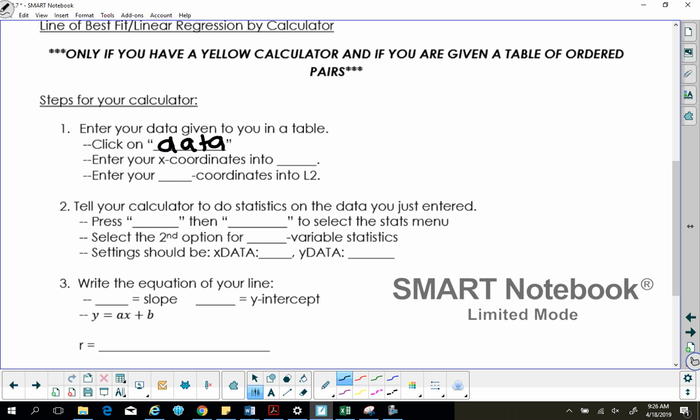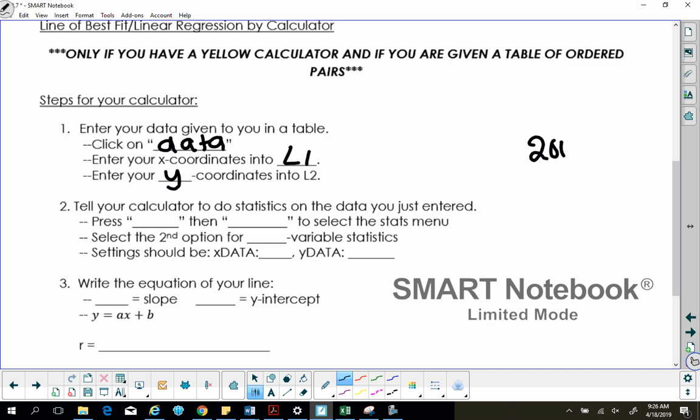The next thing you do is you type your x coordinates into the L1, but now you're going to put your y coordinates into L2. So you're going to type your x coordinates into L1, your y coordinates into L2. So let's use these points as kind of our example. So this is from example 1.